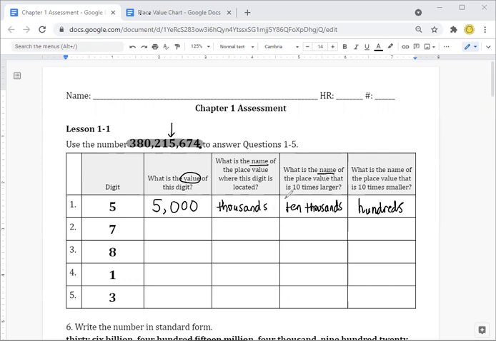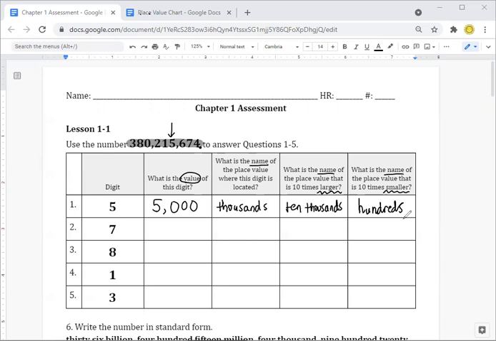The name of the position where that 5 is sitting, so I'm looking for a word, is thousands. The place value that's 10 times larger would be 10,000. Remember, every time we take one hop to the left, that place value is 10 times bigger. And every time we take one hop to the right, that place value is 10 times smaller. So these two columns were to help toggle between the different place values. So 10 times bigger than thousands would be 10 thousands, and 10 times smaller than thousands would be the hundreds position. So we're going to go through and do a couple here with that same technique.